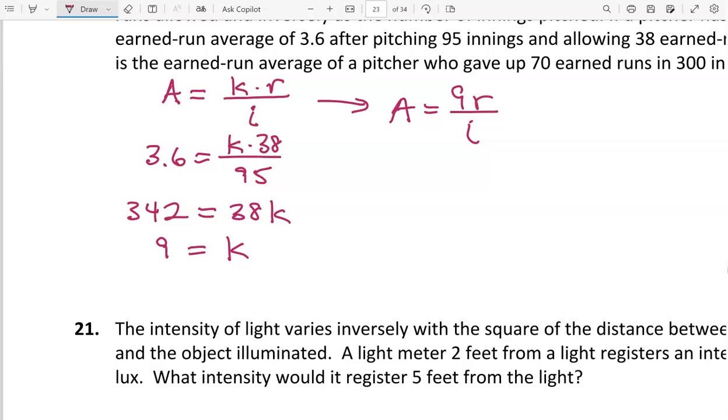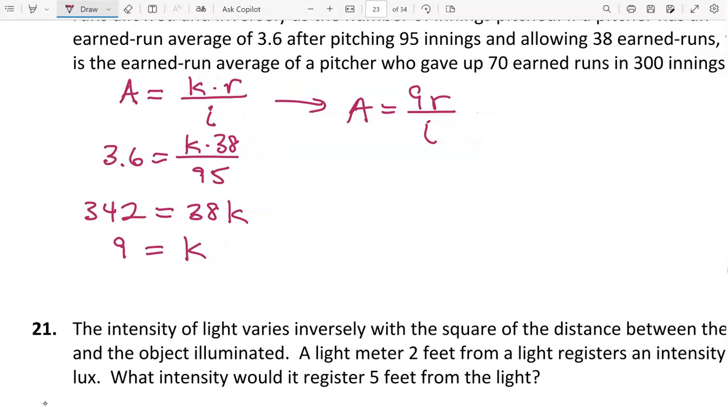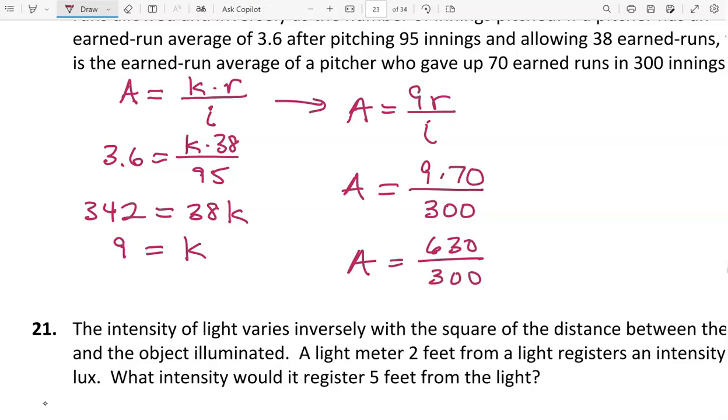And so now we can use that equation to find the earned run average. So we're going to find A of a pitcher who gave up 70 earned runs. So 70 is the value of R in 300 innings. So 300 is the value of I. Now doing our arithmetic, that gives us 630 divided by 300, which is an earned run average of 2.1.